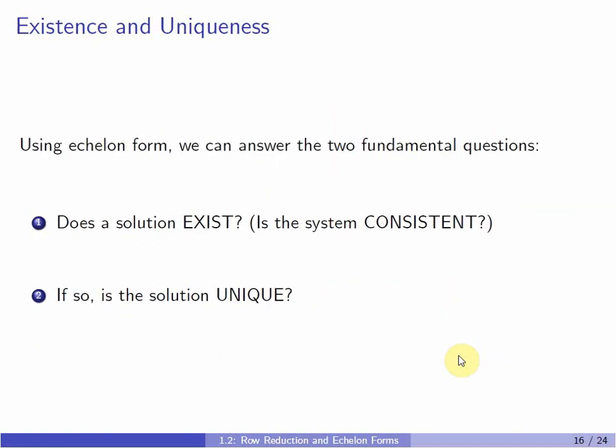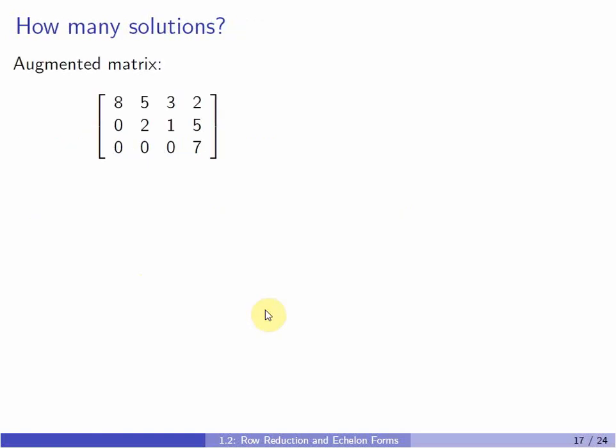Okay, here's the thing. Based on this echelon form, once you get the matrix in that form, you can answer these two fundamental questions. Does a solution exist? In other words, is the linear system consistent? And if so, if there is a solution, is the solution unique? Is there more than one solution? So let's take a look at this. Let's say that this was an augmented matrix, right? Interpret this not as a coefficient matrix, but as an augmented matrix. How many solutions are there here? I want you to think about that.